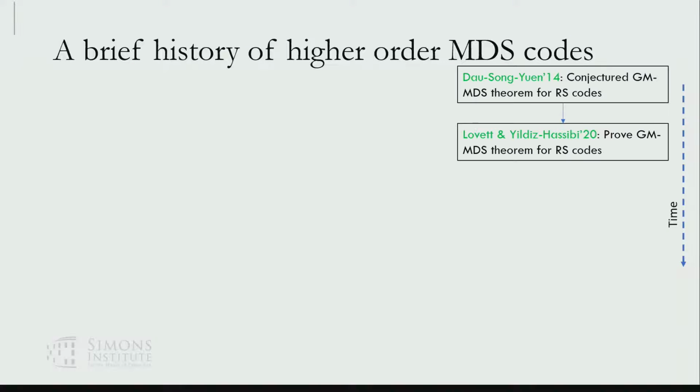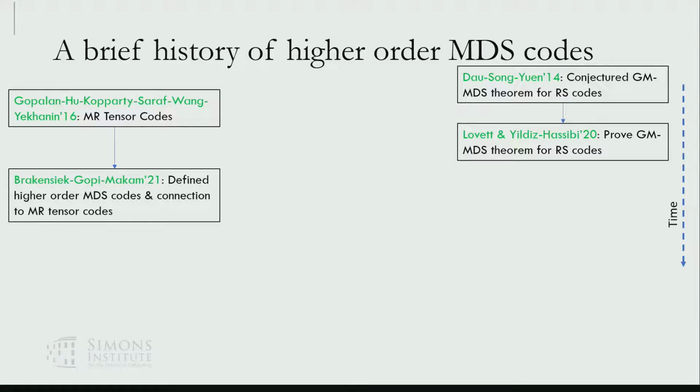Okay, so this is a brief history. The first work is actually Dao Song Yuan, who conjectured the GM-MDS theorem for Reed-Solomon codes, which was proved in 2020. And then in parallel, there are these MR tensor codes, and our definition of higher order MDS codes comes from MR tensor codes.